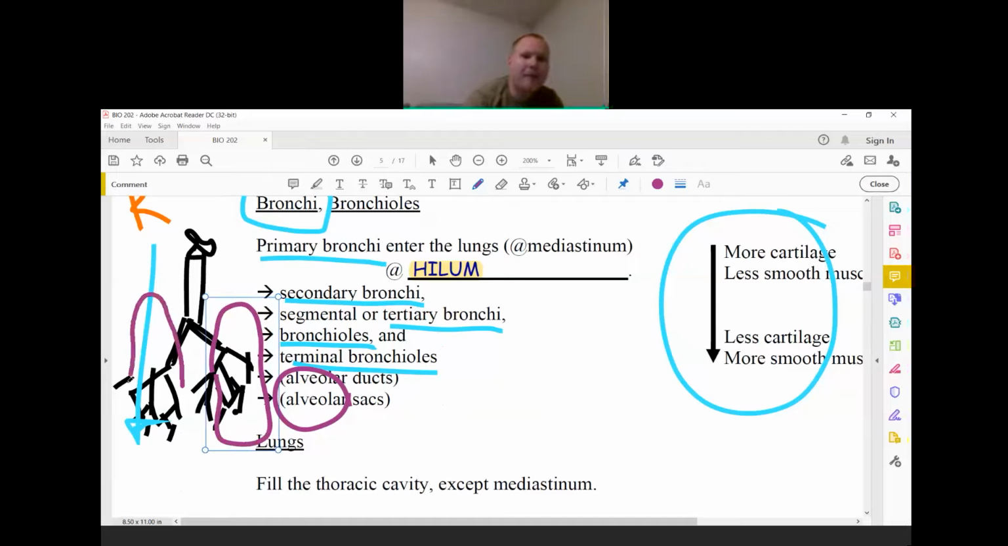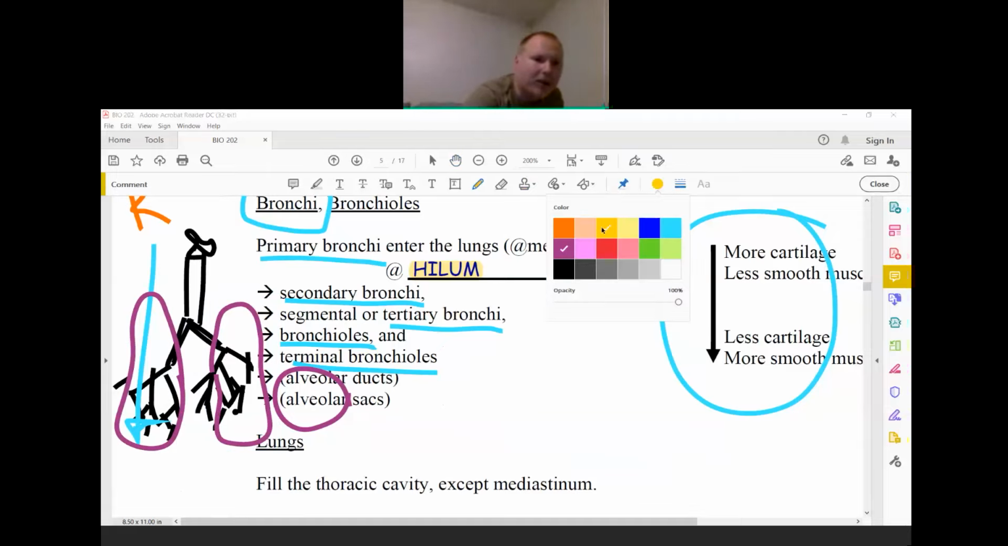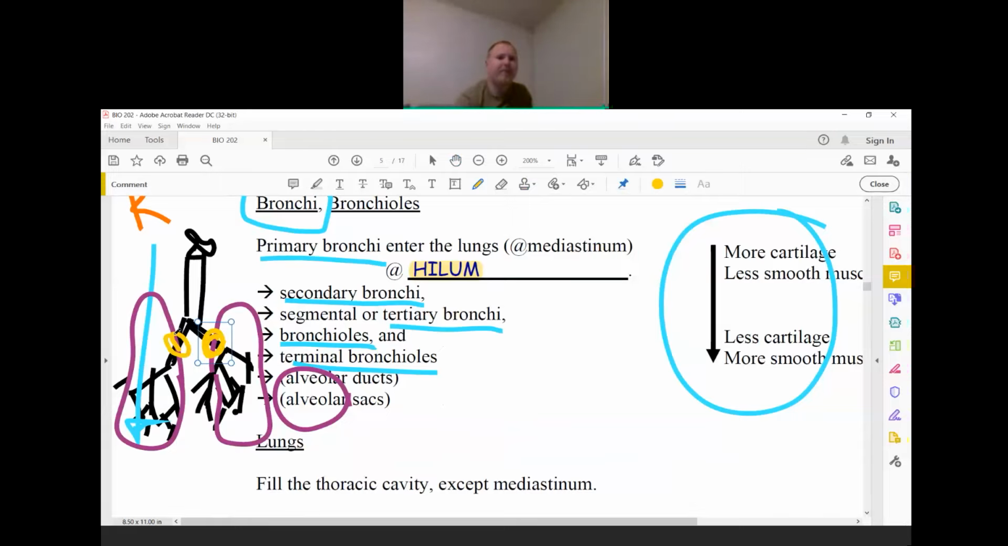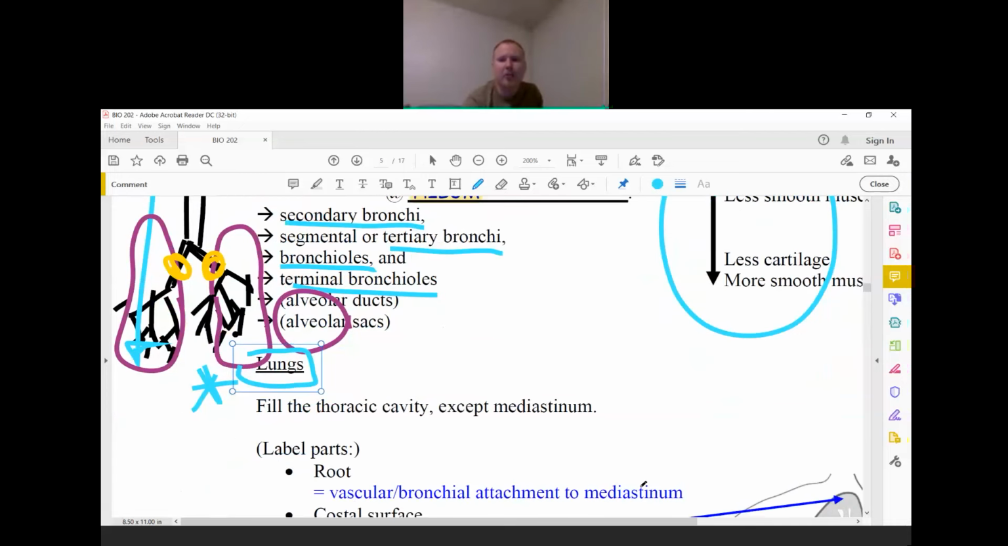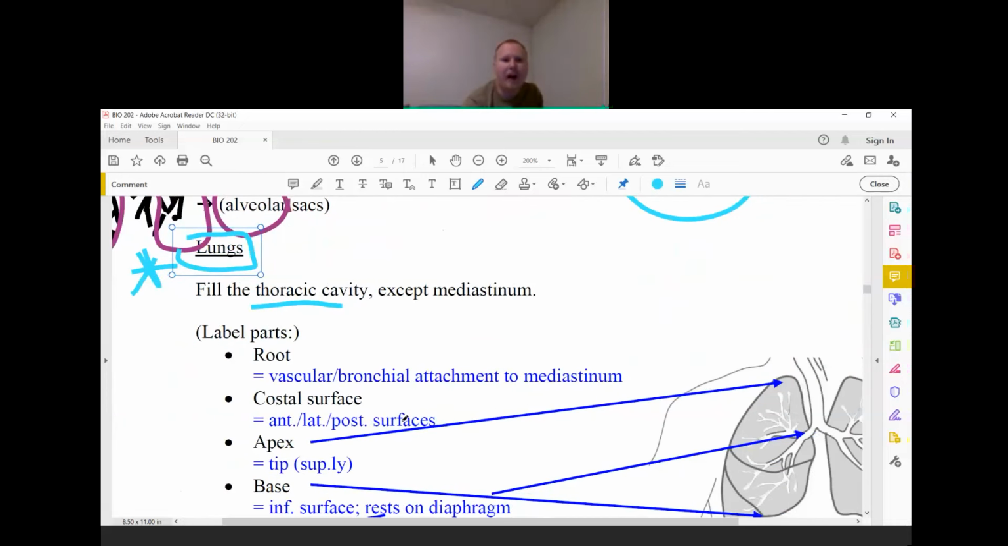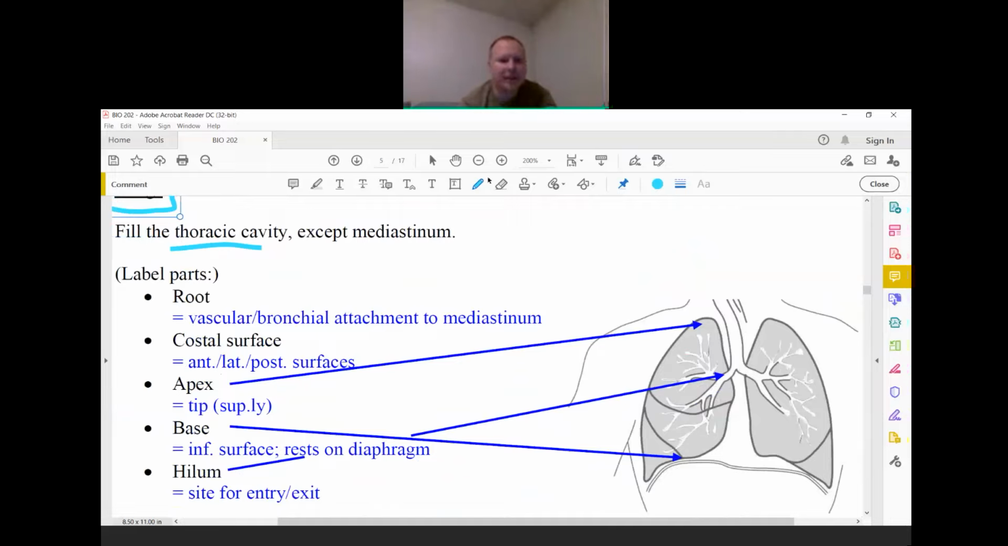This part where the primary bronchi enters into the lung, that's known as hilum. So these spots here. Next, I wanted to talk about the lungs, and there's a few things to talk about in there. So lungs fill the entire thoracic cavity with the exception of the mediastinum. The mediastinum is where the heart and great cardiac vessels are located. So that's not filled by the lungs, but everything else is.